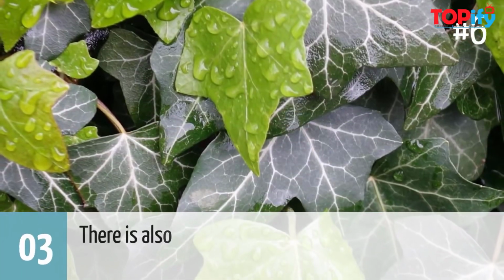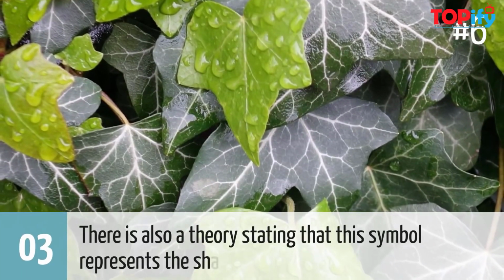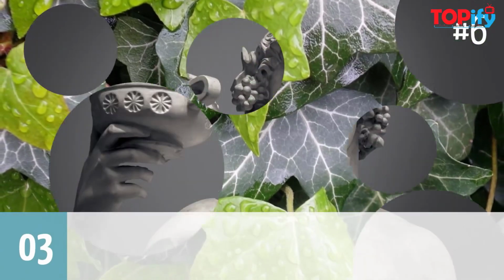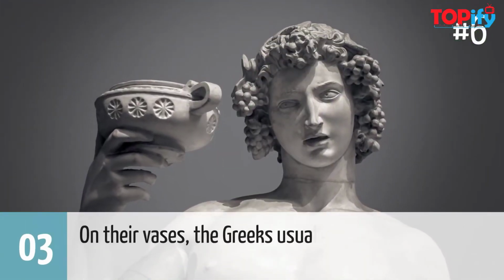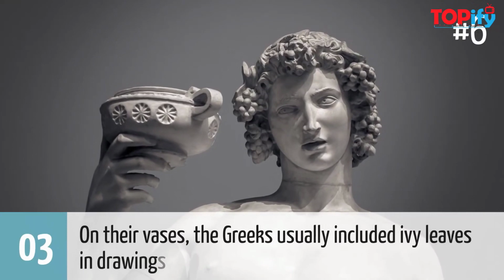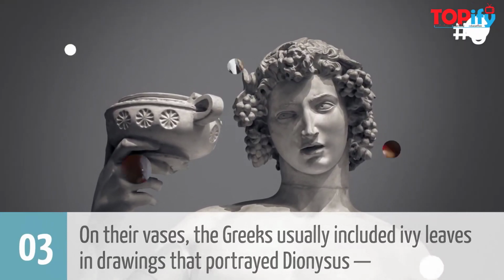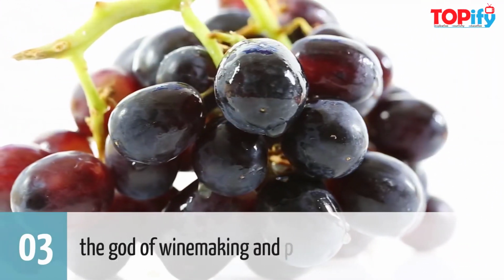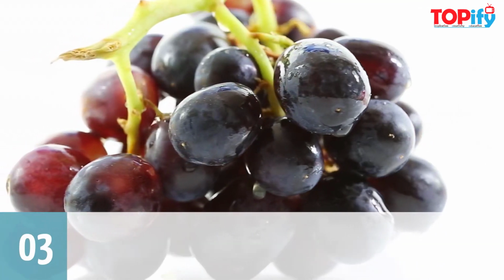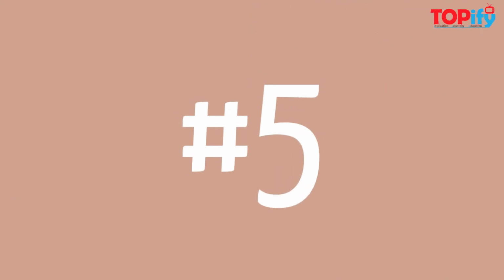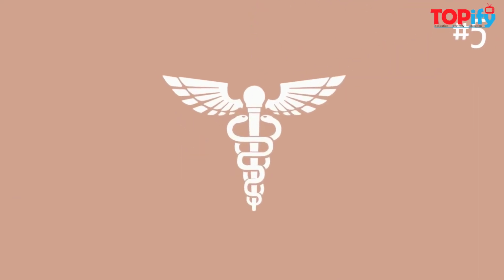3. There is also a theory stating that this symbol represents the shape of an ivy leaf. On their vases, the Greeks usually included ivy leaves in drawings that portrayed Dionysus, the god of winemaking and patron of passion. Symbol number 5, the medical symbol.